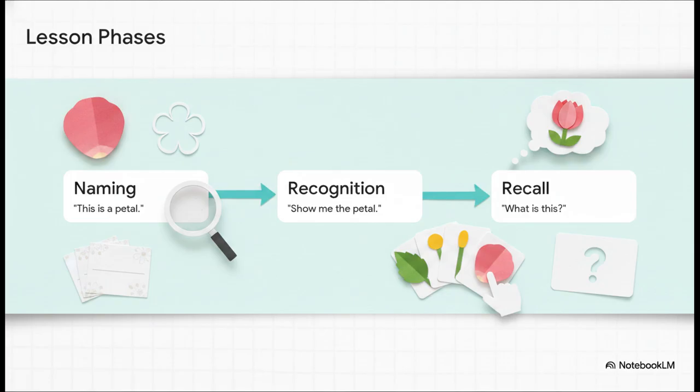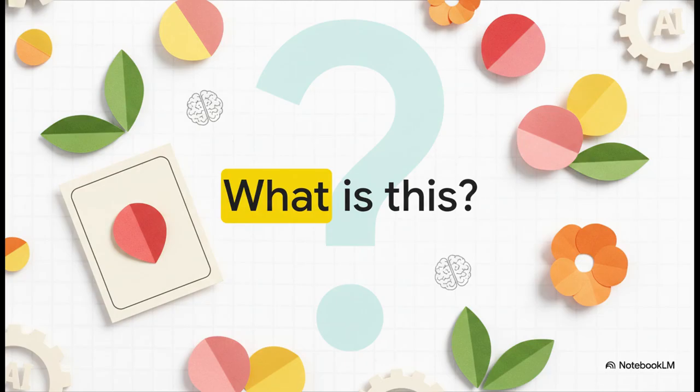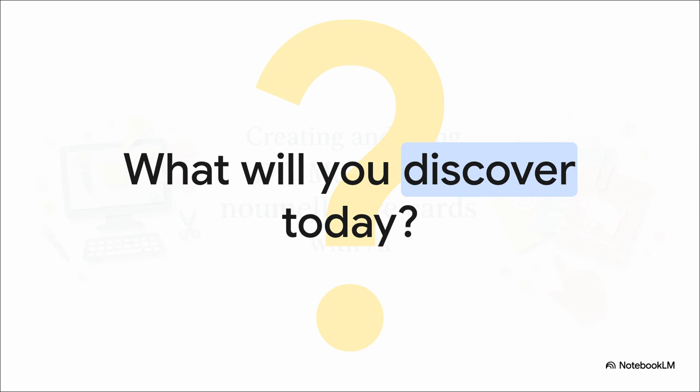And if they've got that down, let's move to the dramatic climax of the lesson, recall. In this third period, you point to the card and simply ask, what is this? This is the ultimate test of the child's internalized knowledge. When they can look at that isolated image and independently produce the word petal out loud, you know that vocabulary is truly theirs.